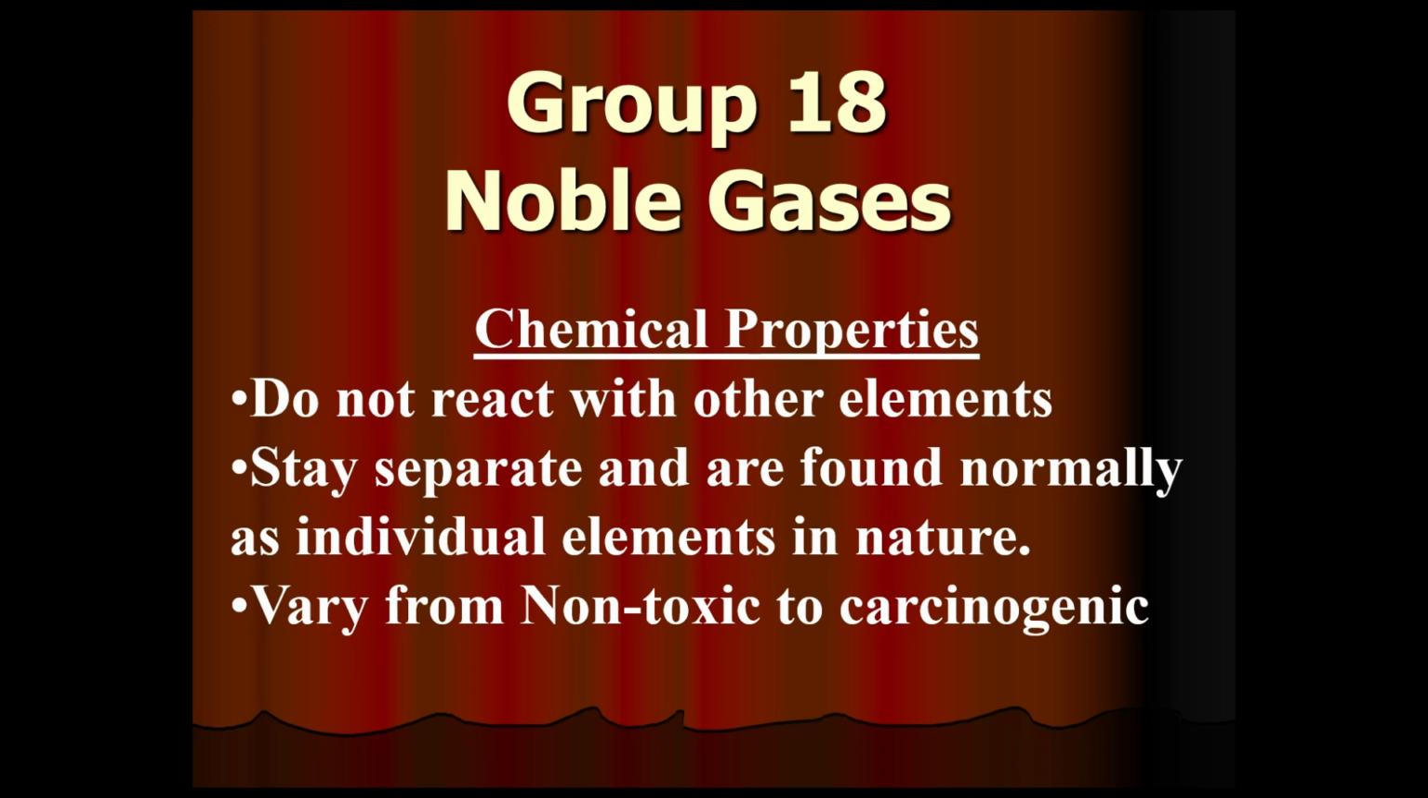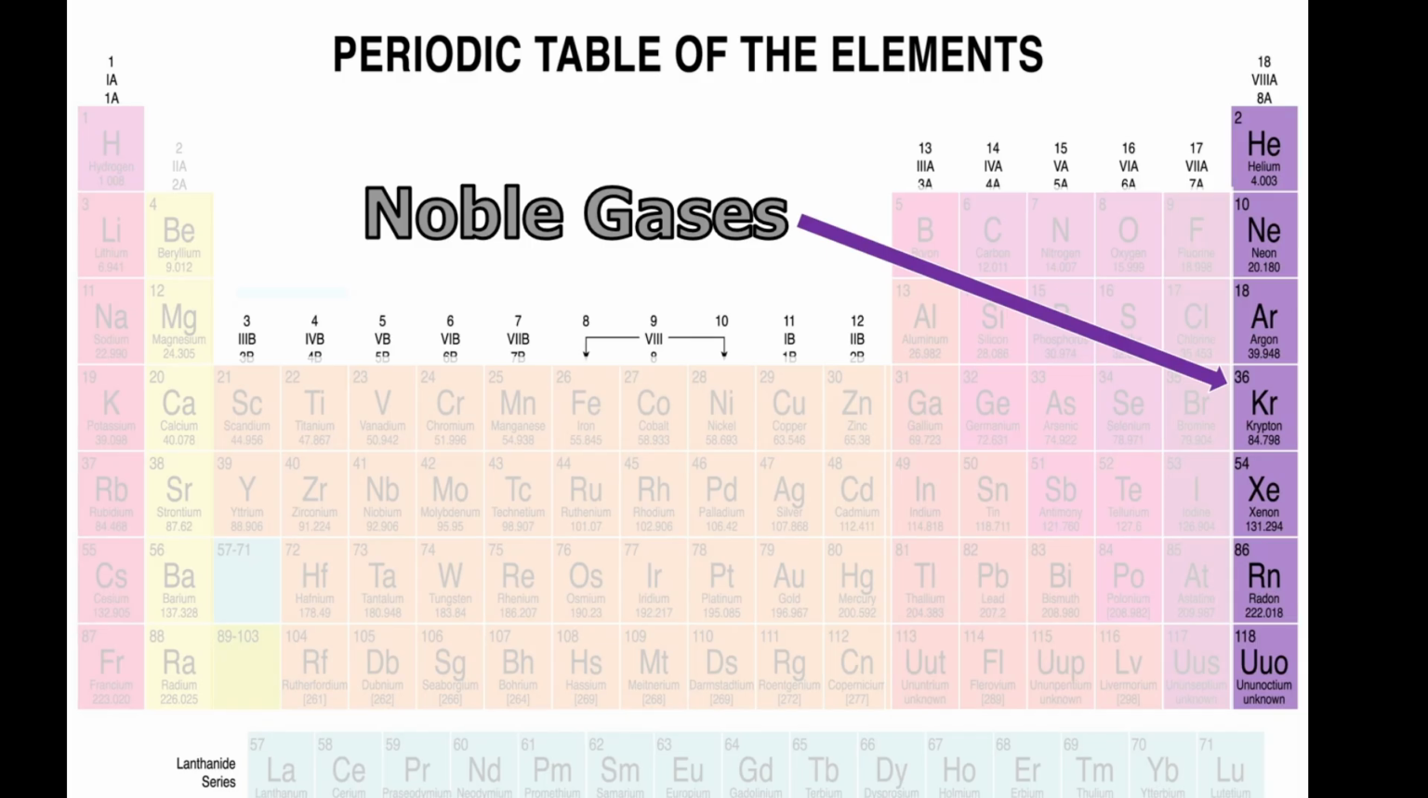The last group we will be identifying is Group 18 or 8A, which is known as the noble gases. The noble gases do not react with other elements. They stay separate and are found normally as individual elements in nature. These elements can vary from helium, which is non-toxic, to radon, which is carcinogenic. Here we see our last group, the noble gases, located in Family 18 or 8A.